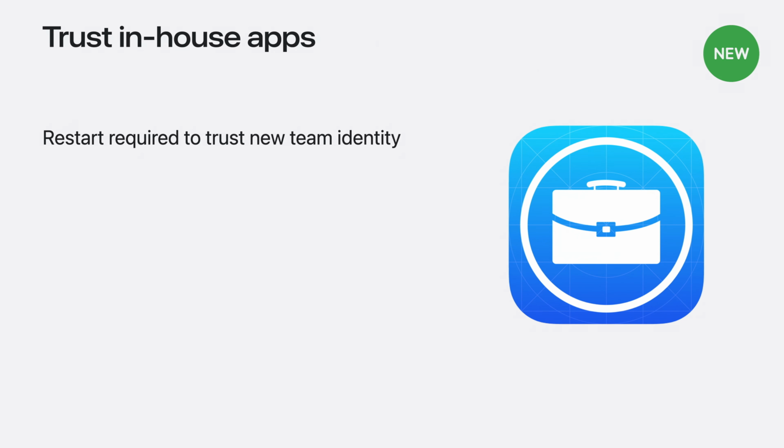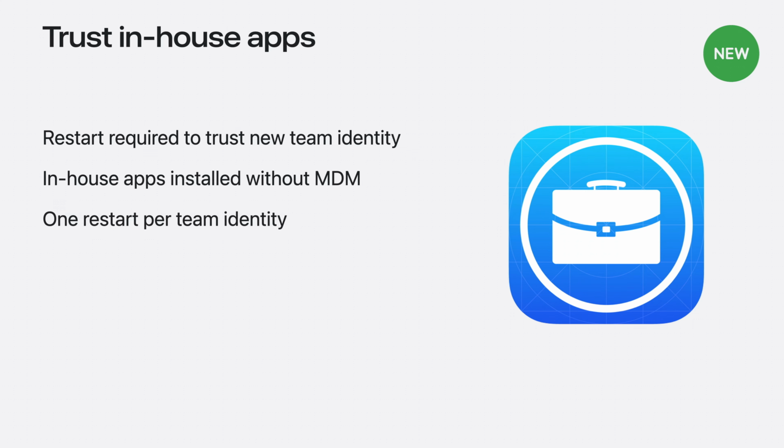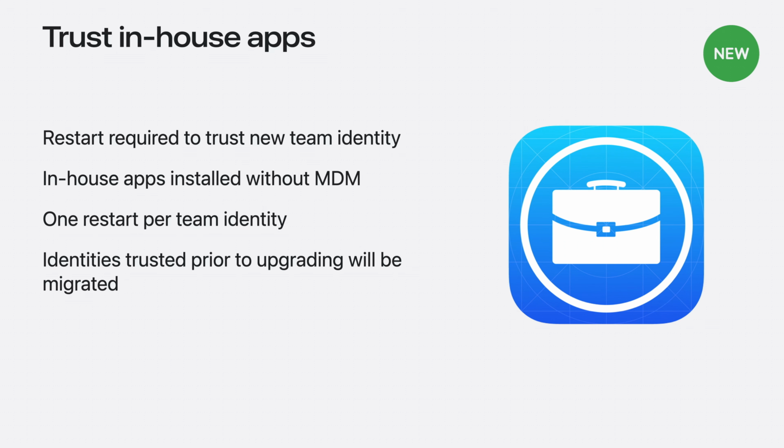Beginning in iOS and iPadOS 18, installing proprietary in-house apps using a new team identity will require a restart in addition to trusting the identity and settings. This requirement only applies to in-house apps installed without the use of MDM. Each new team ID requires a single device restart. Any team identities that were trusted before upgrading to iOS and iPadOS 18 will be migrated, so a restart won't be required if the app using that identity remains installed.